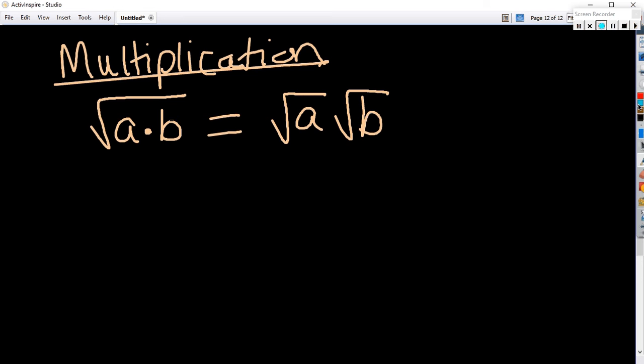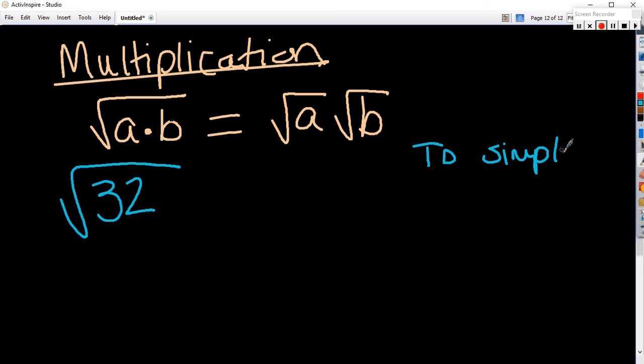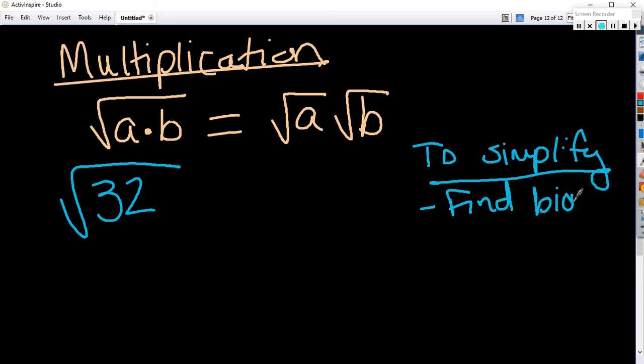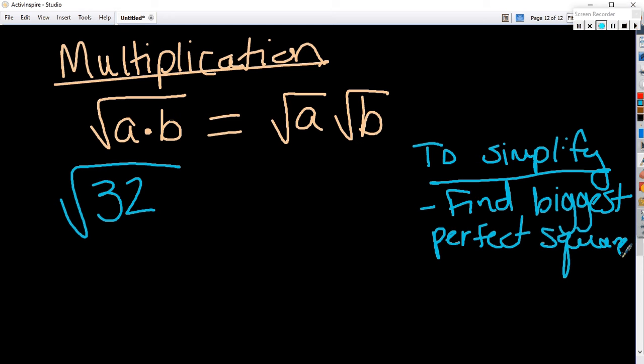let's say this radical here. Okay? And what you have to do to simplify, well, what you want to do is you want to find the biggest perfect square. And that's why you got this list behind me. The biggest perfect square to divide into it. Okay, divide perfectly, no remainder. I'll give you a second to copy that down.